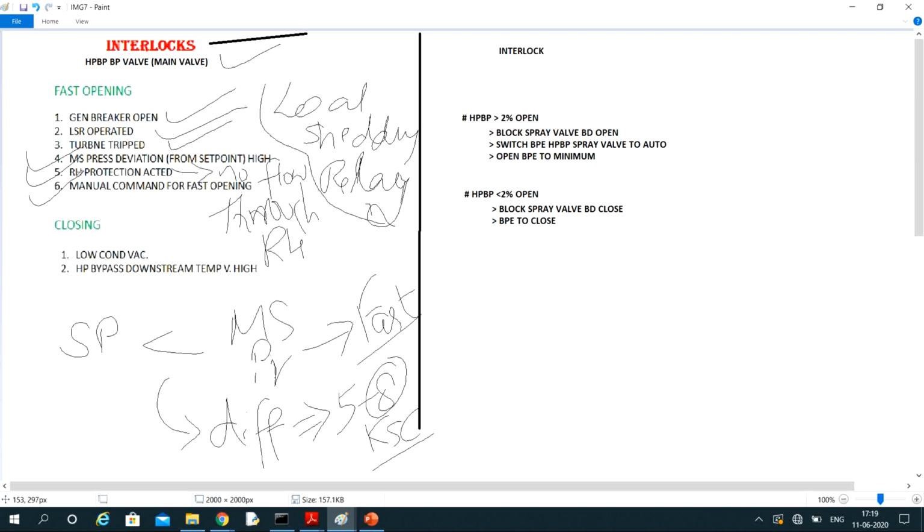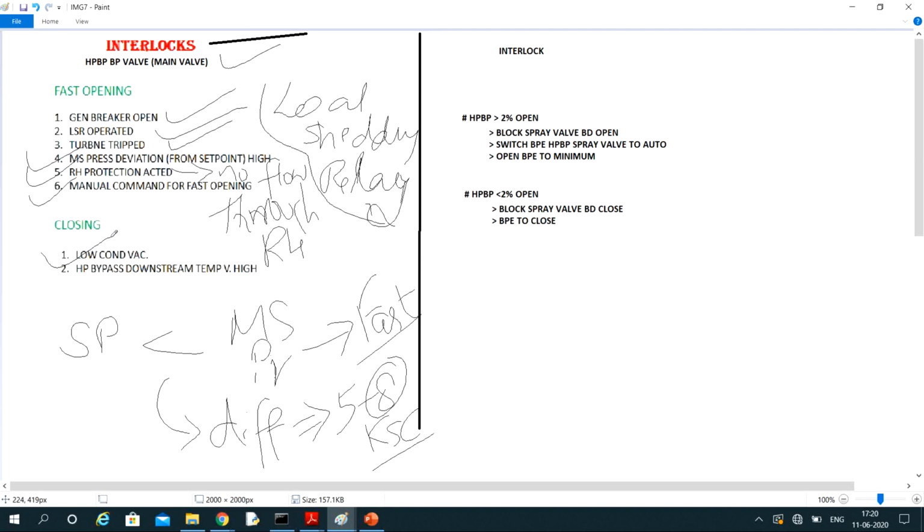There are also closing interlocks. The first one is low condenser vacuum. If there is a low condenser vacuum and you also dump steam, it still will not get cooled. Also, with no vacuum to suck the steam, it can lead to blowing of the diaphragm of the LP turbine. So when there is a low condenser vacuum, we do not dump HP bypass steam into the condenser. This is given in the fast closing.